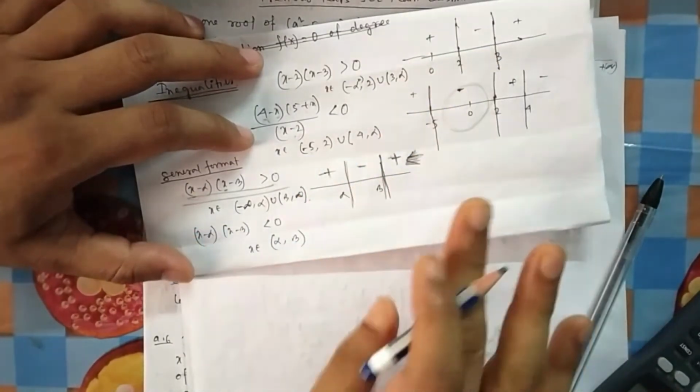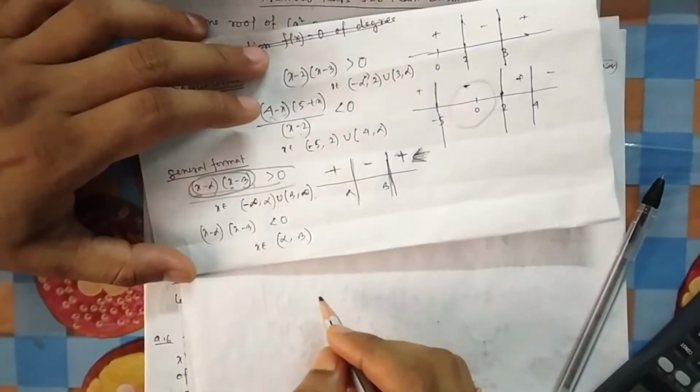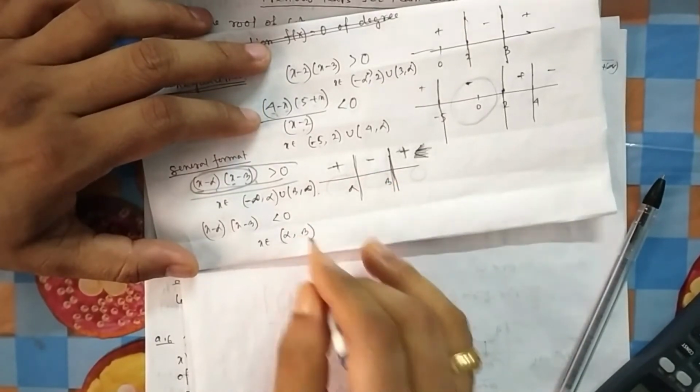There is no need to check by putting 0 also, provided that it is in this format, x minus alpha, x minus beta. So you can see the answer will be this and this. If it is less than 0, then the answer will be this. I will be taking between these two.